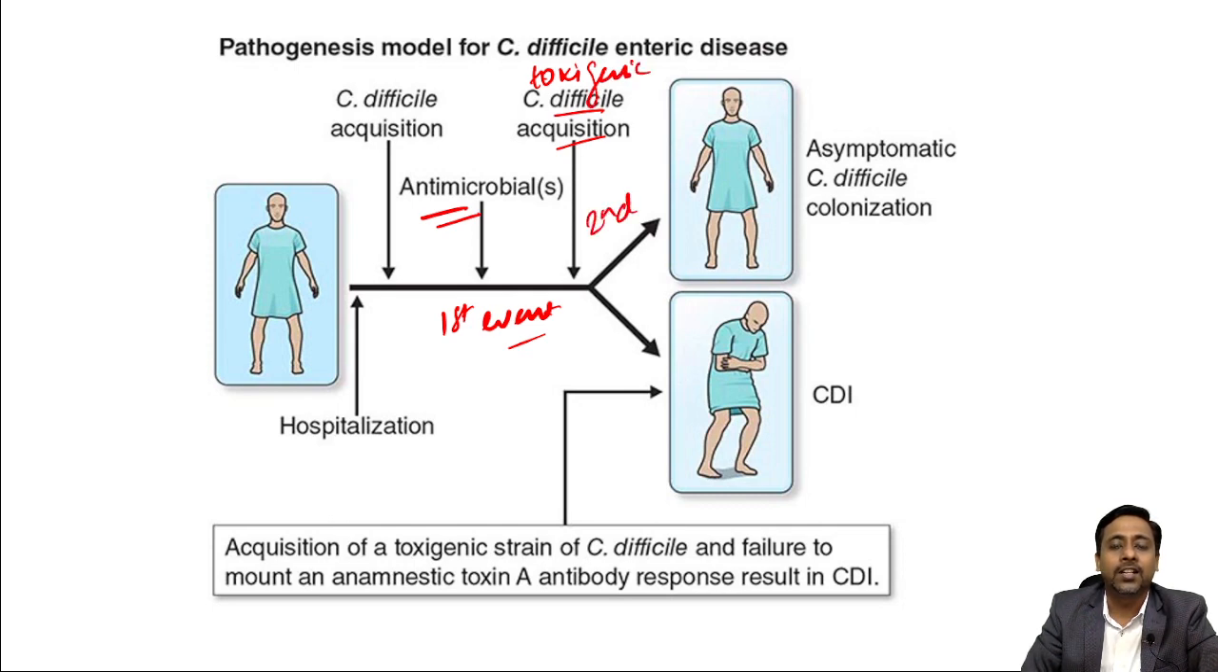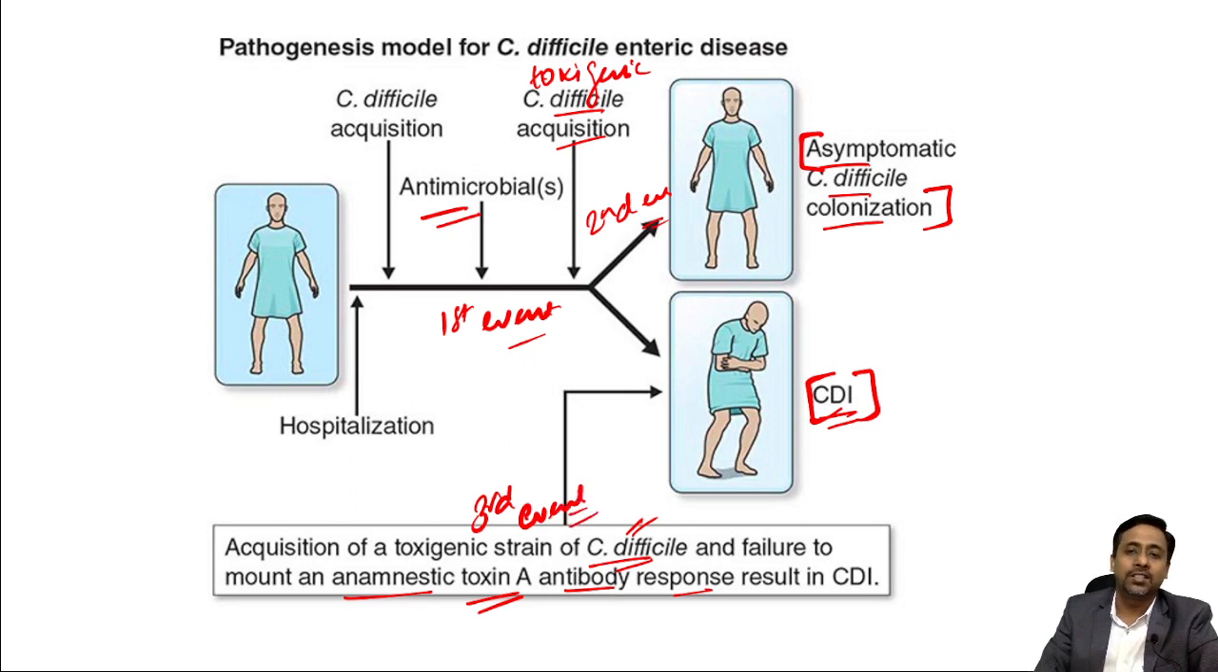And the third event is the host anamnestic IgG antibody response against the toxin A produced by Clostridium difficile. This host anamnestic response, if it develops, then the patient will become an asymptomatic carrier. And if this host antibody response fails to develop, it leads to Clostridium difficile infection. So this host anamnestic response development is the third event, and it will decide whether the patient will develop the disease or become an asymptomatic carrier.